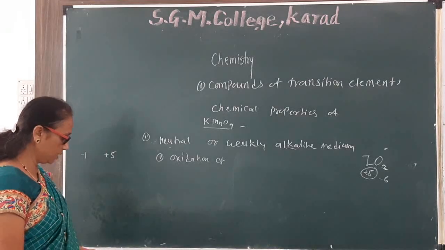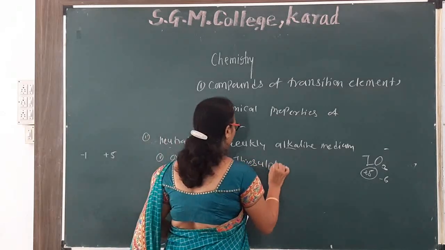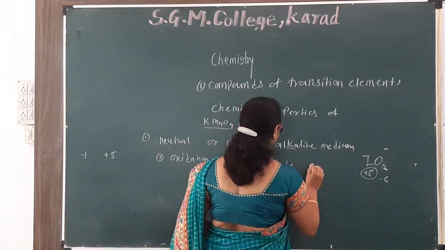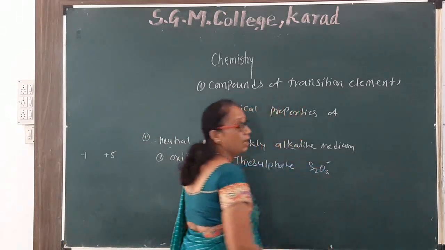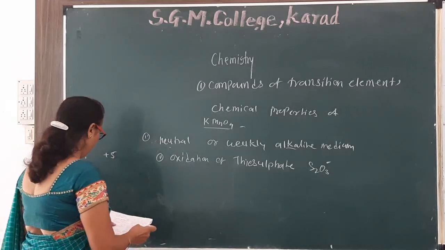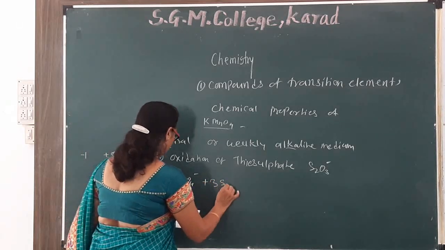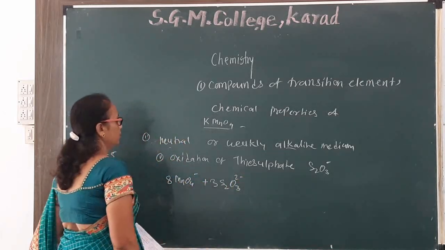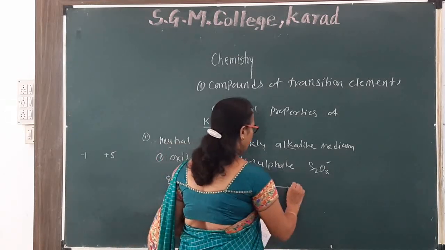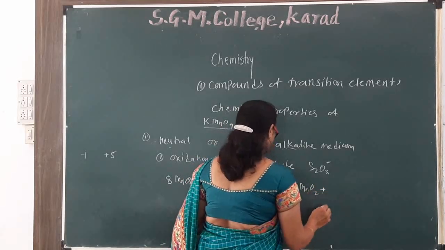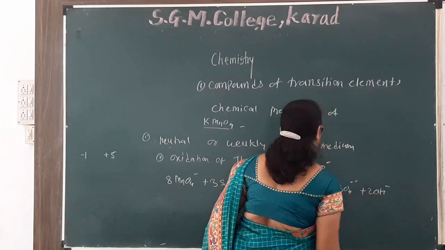This is the oxidation of I minus. Then the oxidation of thiosulfate, that is S2O3 2 minus. Oxidation of these thiosulfate ions by using permanganate ions. The reaction is 8MnO4 minus plus 3S2O3 2 minus, that is thiosulfate ions, plus H2O in neutral medium, gives 8MnO2 plus 6SO4 2 minus plus 2OH minus.